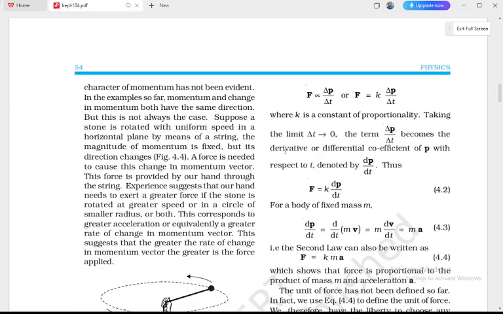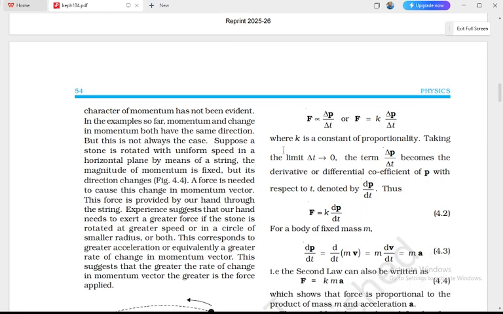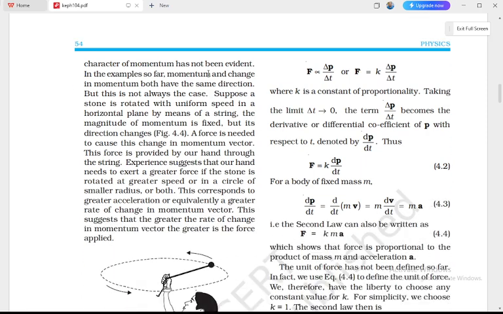In the preceding observations, the vector character of momentum has not been evident. In the examples so far, momentum and change in momentum both have the same direction, but this is not always the case. Suppose a stone is rotated with uniform speed in a horizontal plane by means of a string. The magnitude of momentum is fixed, but its direction changes. A force is needed to cause this change in the momentum vector. This force is provided by our hand through the string.